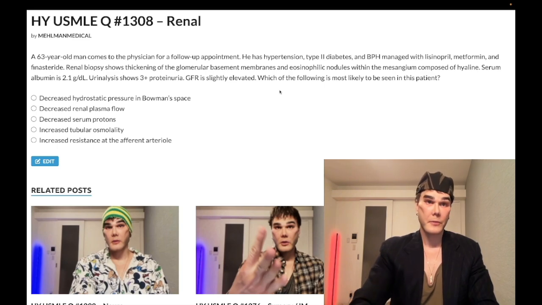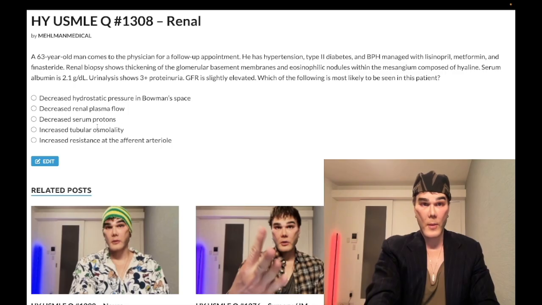Holy shit. So let's just whip through the other answers. Osmolality is your solute concentration, which is your sugar here. Increased resistance at the afferent arteriole. Wrong answer. I mean, it's pretty much the same as choice B in a way, right? If you had increased resistance going to the kidney, you'd have decreased renal blood flow. Wrong answer.